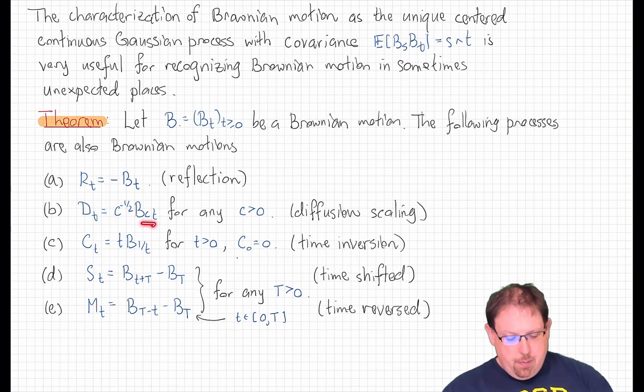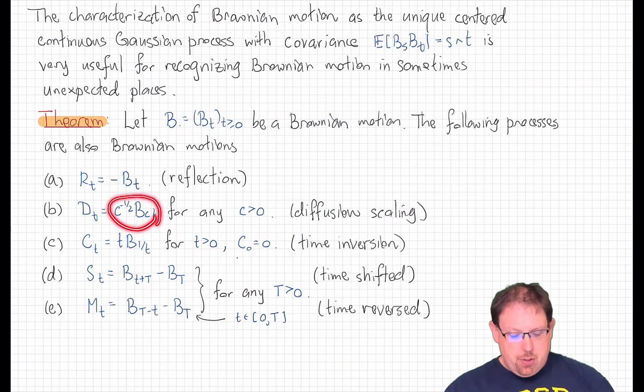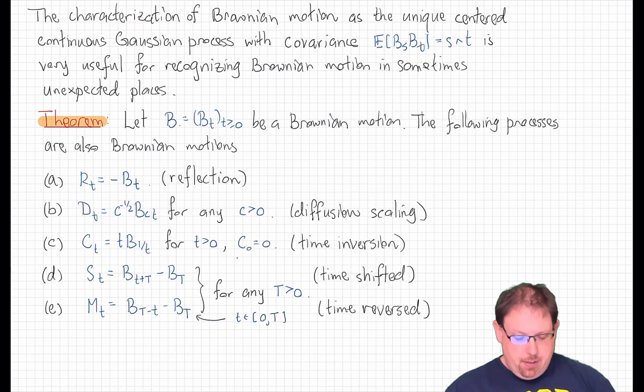Now, you can imagine that this follows also from Donsker's theorem, where we did exactly this kind of rescaling of random walk to get to Brownian motion in the first place. So you can prove that this is a Brownian motion from Donsker's theorem by incorporating an extra parameter for scaling in Donsker's invariance principle. But we'll also see it following easily from the Gaussian process characterization of Brownian motion.